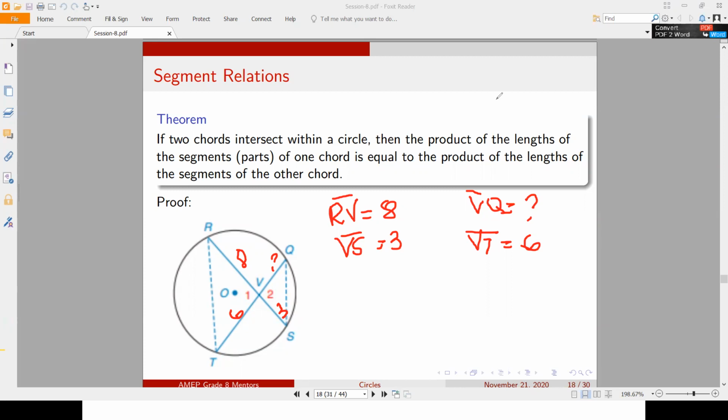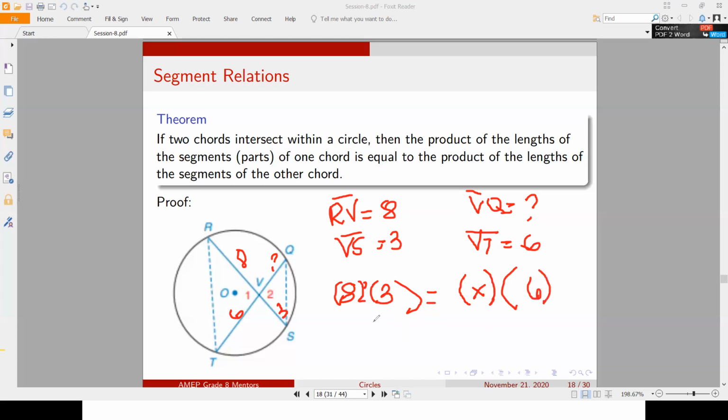So ibig sabihin, siya ang bumubuo sa RS. Dahil sila ay segments ng chord na yon, kailangan natin kuhanin ang product ng kanilang segments, which is 8 times 3. 8 times 3 ay equal daw sa product ng segments ng other chord. Ano yung other chord natin? Chord QT. Okay? At ano yung mga segment ng QT? QV po at VT. We have the QV and the VT. But the QV is missing. Ang meron lang tayo ay si VT which is 6.